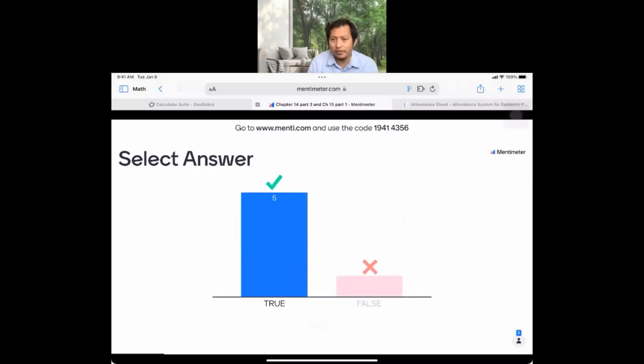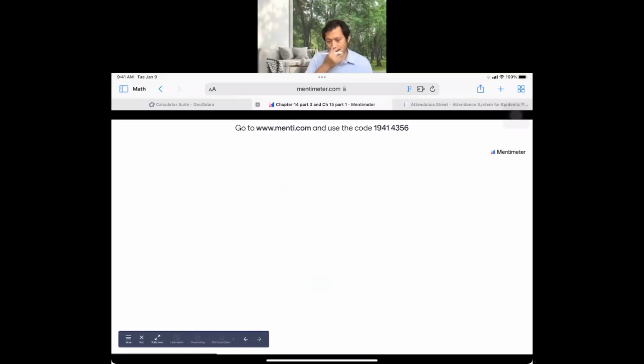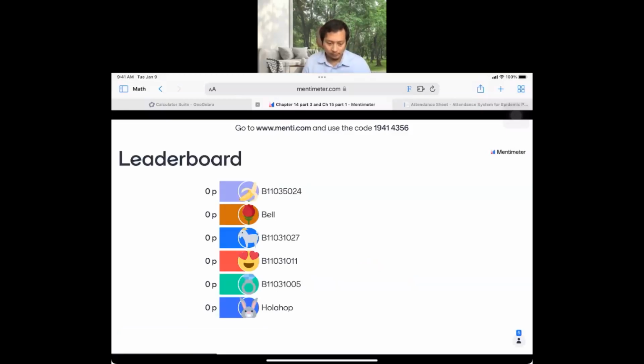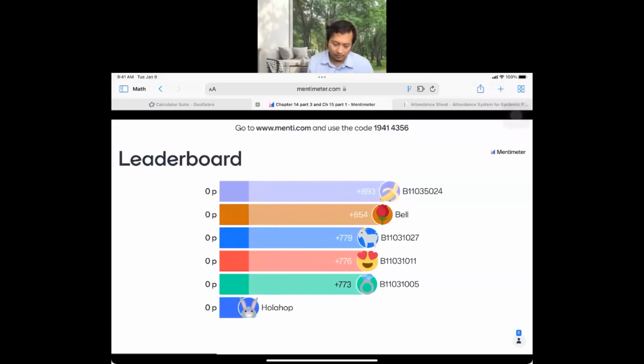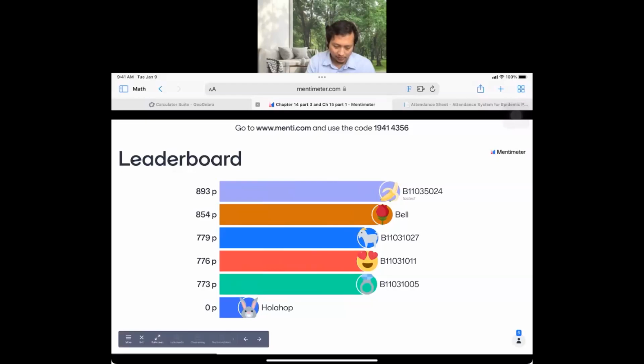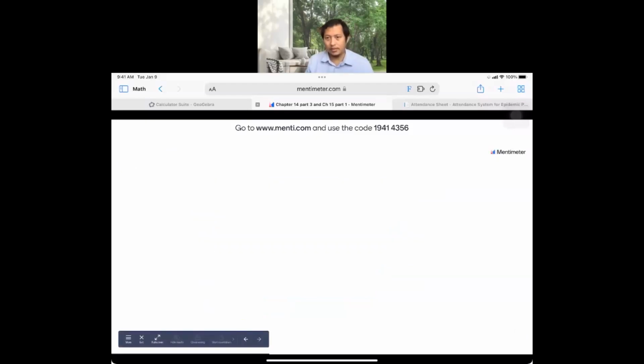Okay, should be true. Remember, for the saddle point, D should be negative, right?